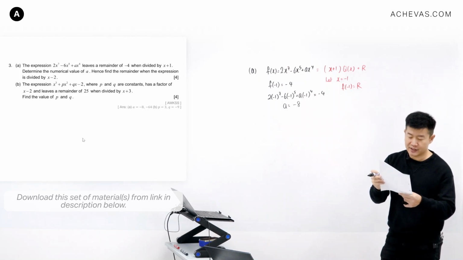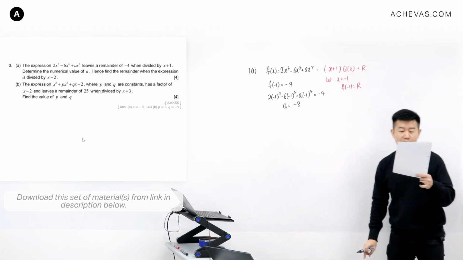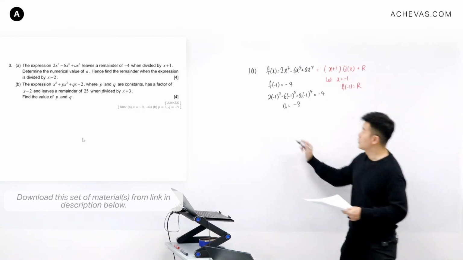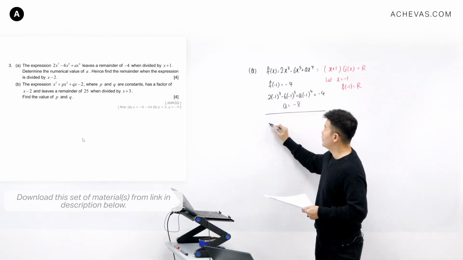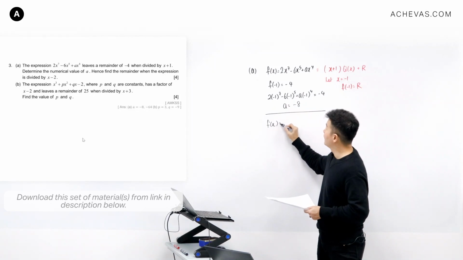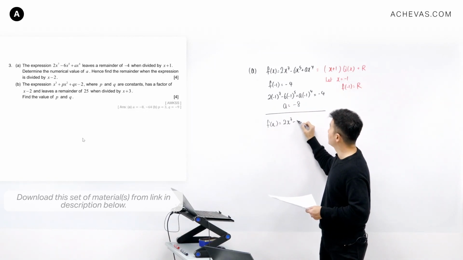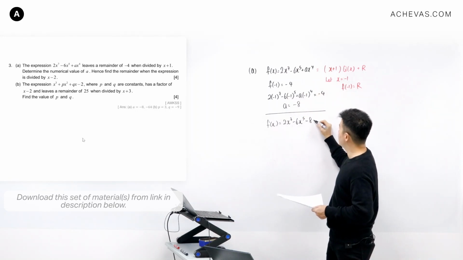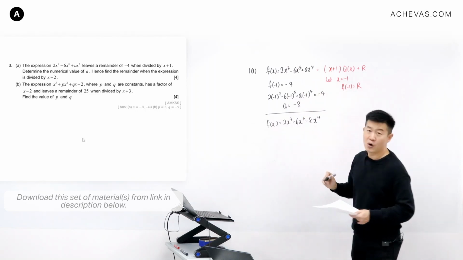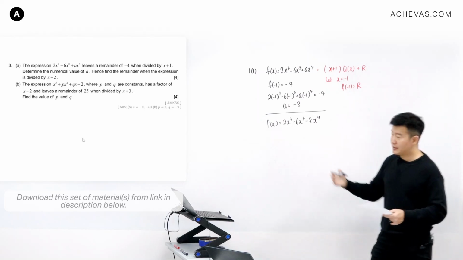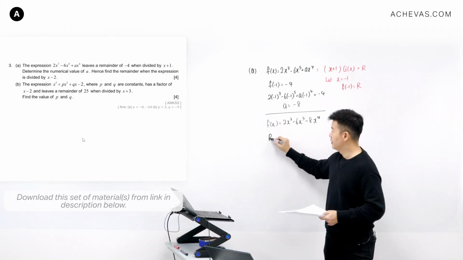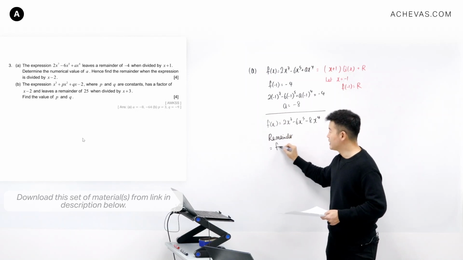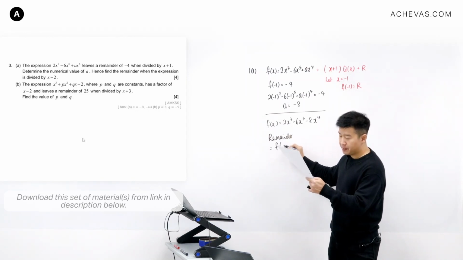And hence, the question says we are supposed to find the remainder when the expression is divided by x minus 2. So now we know what exactly is f of x. f of x is equal to 2x to the power 7 minus 6x to the power 5, a is minus 8, so minus 8x to the power of 4. What is the remainder? The remainder, by applying the remainder theorem, will just be f of 2.